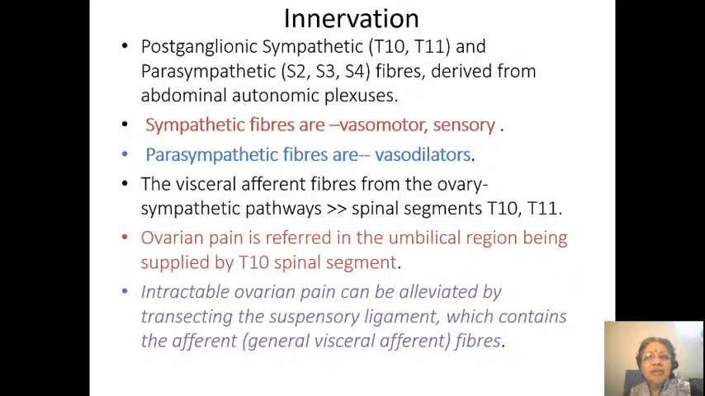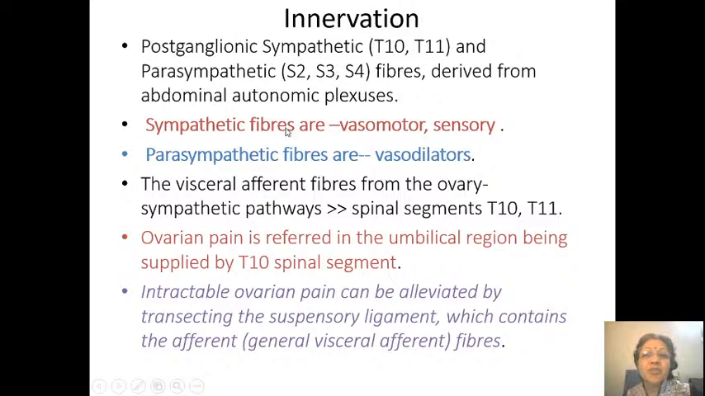Innervation. So why does the ovary need innervation? It's an endocrine organ and ovulation happens under hormonal control, but there will still be stretch and pain fibers. So the postganglionic sympathetic are derived from T10, T11, and the parasympathetic S2, S3 derived from the abdominal autonomic plexus.